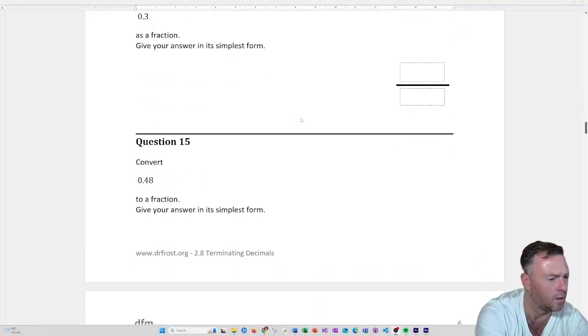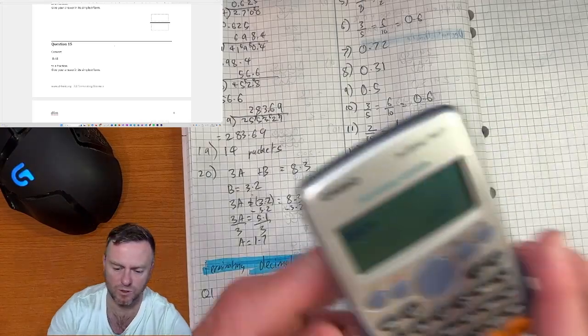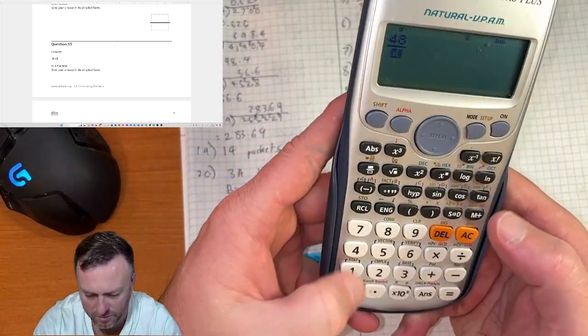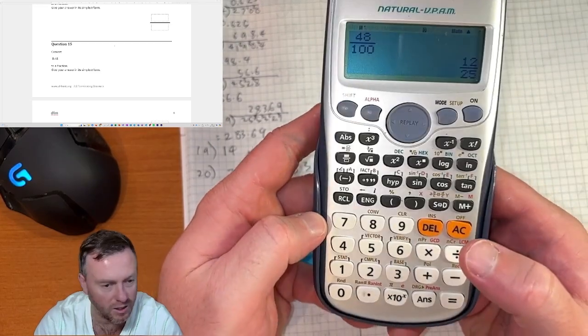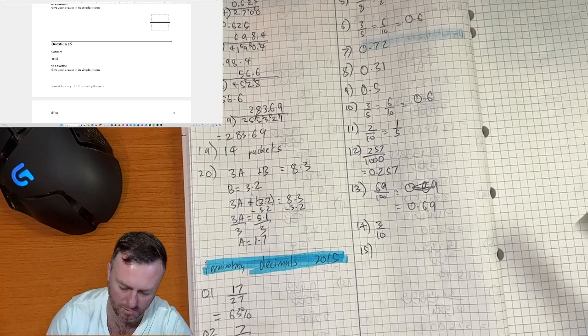15, 48 as a fraction. Just going to use a calculator. Fraction button, 48 over 100, and you get 12 over 25.